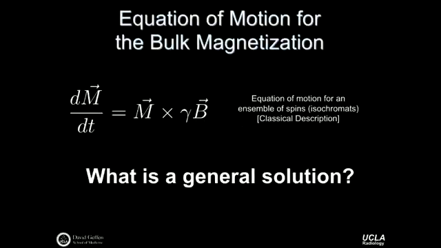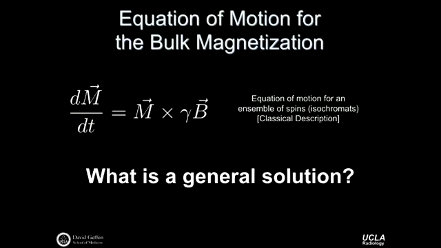So this is the equation of motion for an ensemble of spins. We sometimes call an ensemble of spins isochromats. Spins that are all precessing at the same frequency are called isochromats. And this is a very classical description of the bulk magnetization's behavior. Now, it's nice to have a set of differential equations that describe the spin behavior, but it probably doesn't have a lot of meaning until we talk about specific solutions.